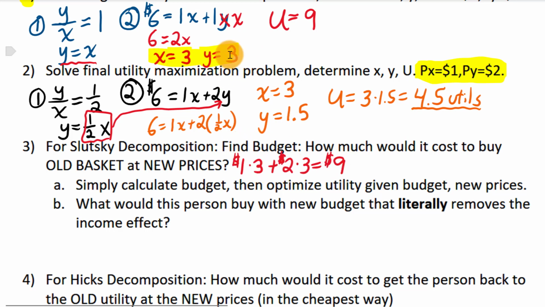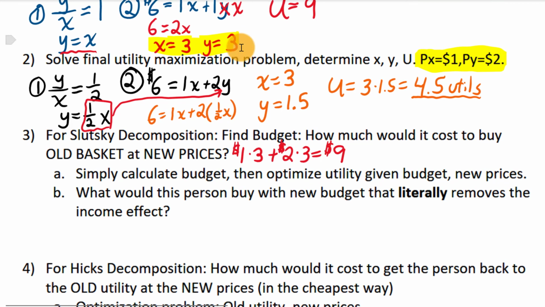They're not going to buy 3 X's and 3 Y's. So what this is going to allow the person to do is get to a higher indifference curve, get to a higher utility level. So what we want to do here is calculate the budget, which we did, and then we need to optimize their utility given this hypothetical budget that would allow them to get back to the same purchasing power as before, buy the same basket, but at the new prices, what would the person actually buy? So what would the person buy with the new budget that literally removes the income effect at the new prices?